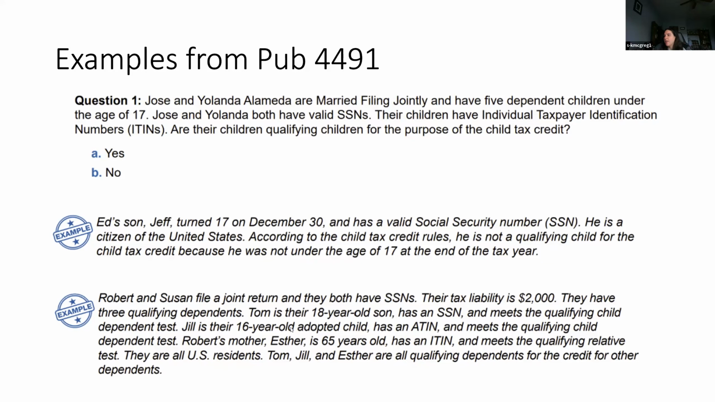They can't take the child tax credit for Jill, even though her age is right, because she only has an ATIN number. She doesn't have a social security number. And Tom is too old, and Esther is obviously a parent, so she's not a child. But they can do credit for other dependents for all 3 of them.